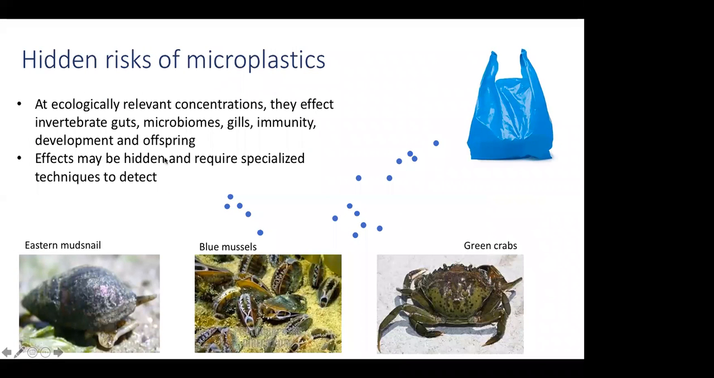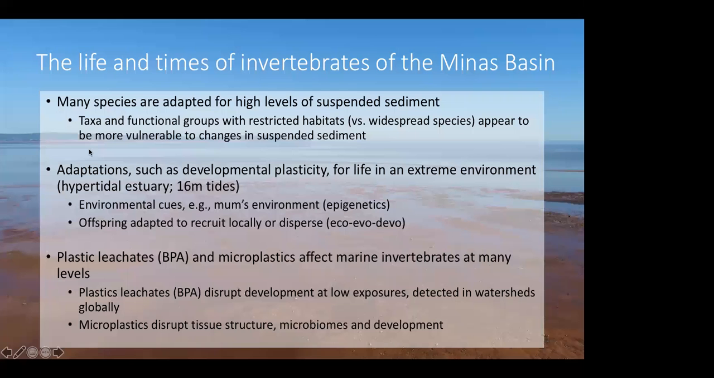And so at ecologically relevant concentrations, and this shows a summary of some of the other studies we've been working on, the microplastics affected the gut structure, the microbiome of the gut. There are also effects on the gills of crabs. They really changed the immune response in the snails. And we have a little bit of developmental data from the snails that development is impacted as well.